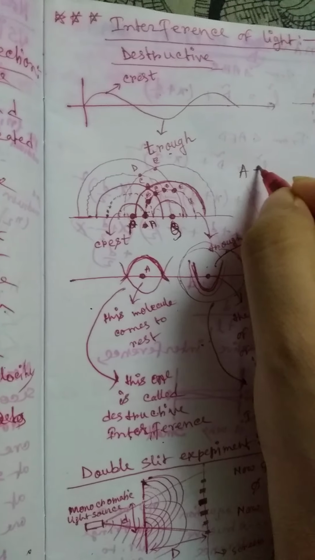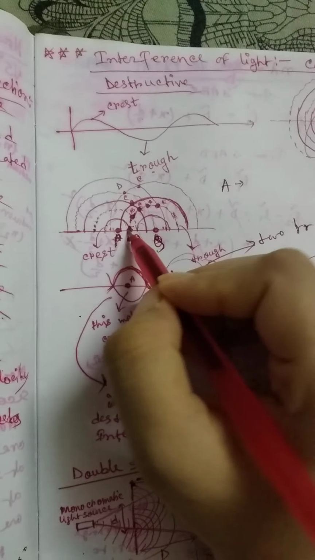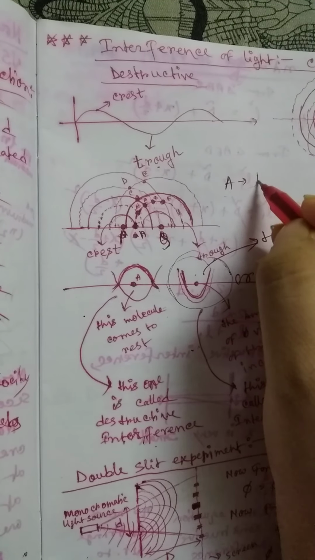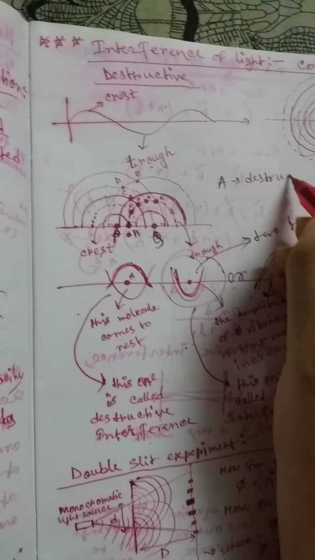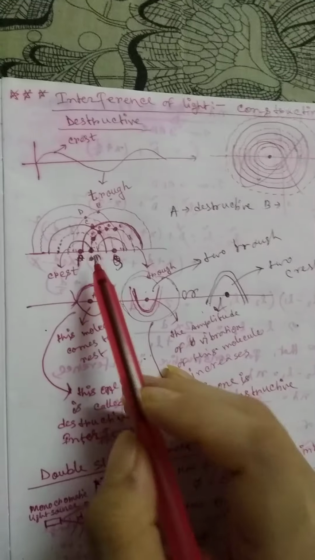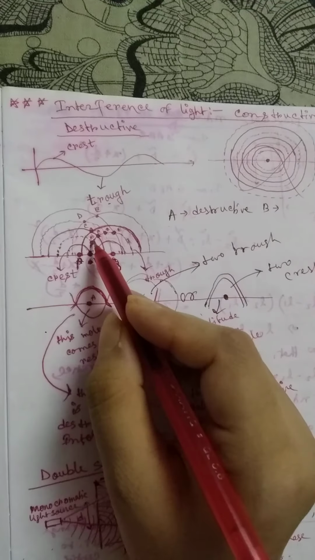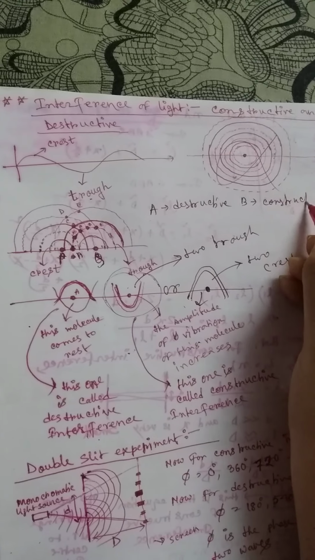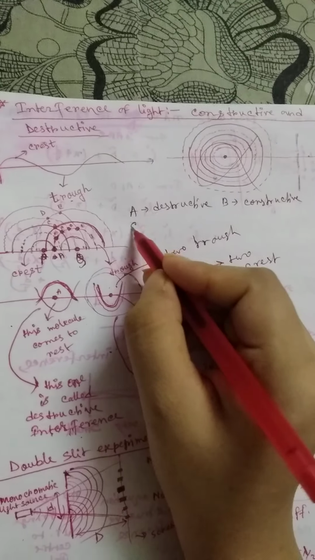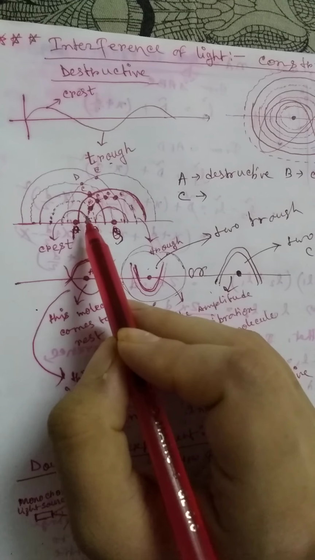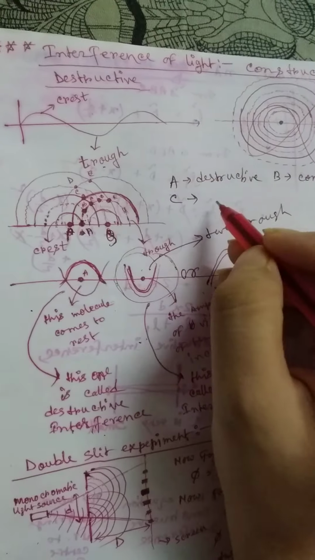So A point, just look here, A point is destructive interference. Destructive. What about B point? Just look here, B point is constructive. Two troughs interfere. Constructive. What about C point? Just look here, C point is also destructive.